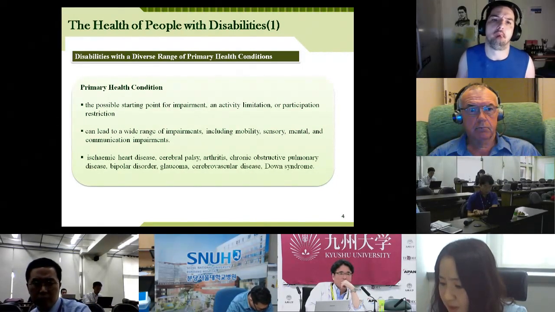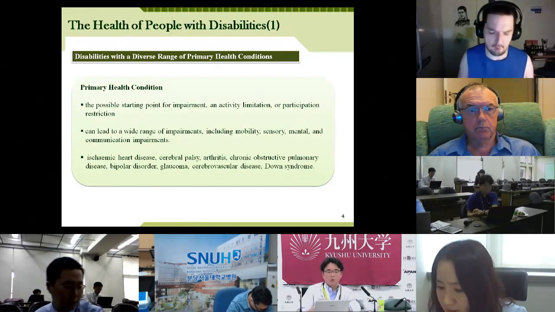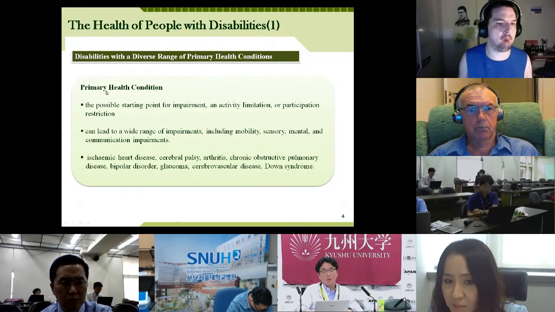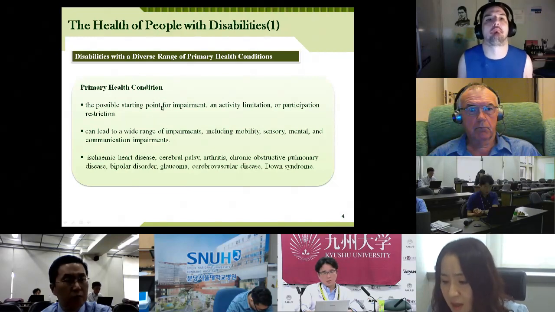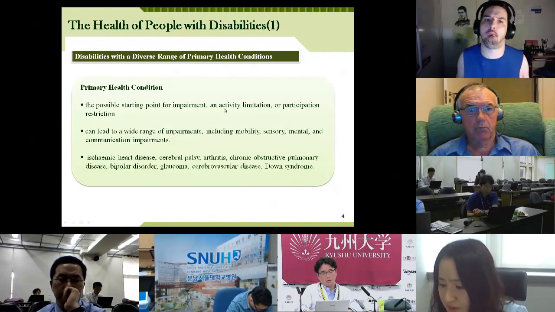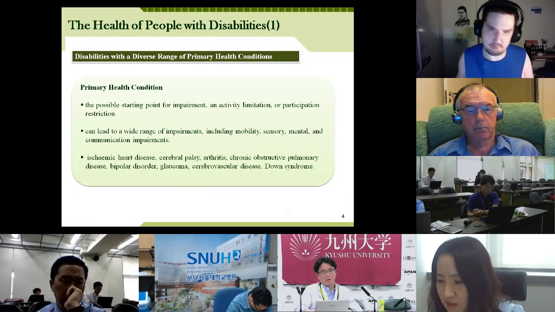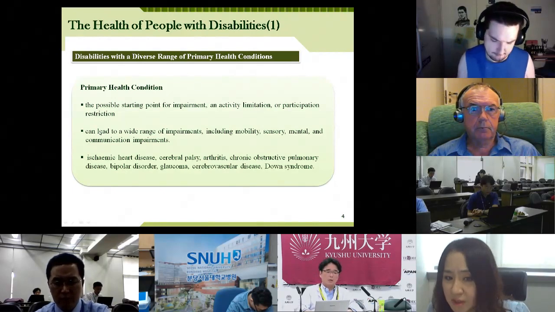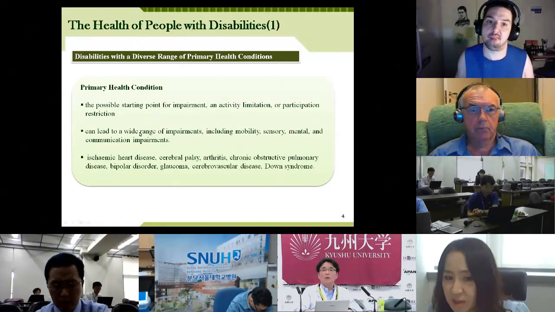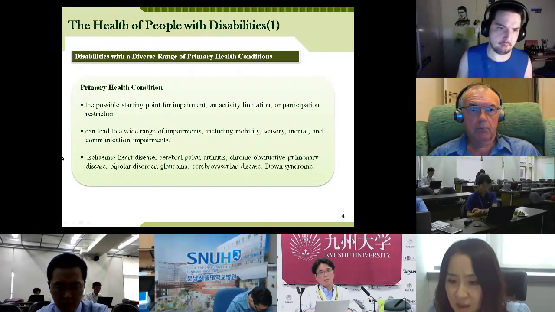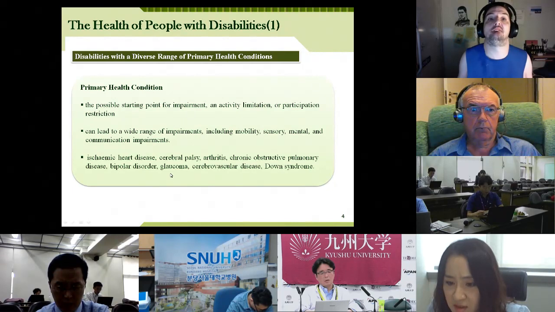Disability is associated with a diverse range of primary health conditions. A primary health condition is the possible starting point for impairments, activity limitations or participation restrictions. It can lead to a wide range of impairments, including mobility, sensory, mental, and communication impairments. Examples of primary health conditions include ischemic heart disease, cerebral palsy, arthritis, etc.